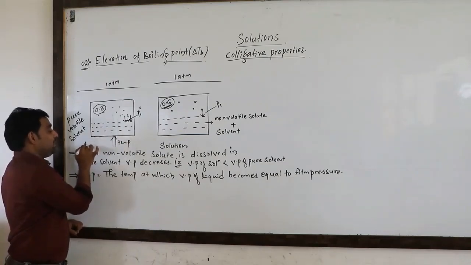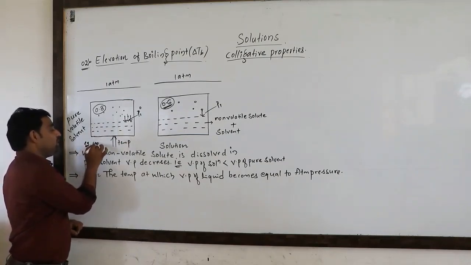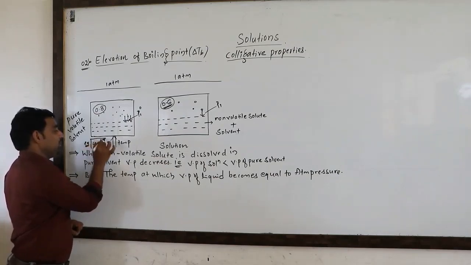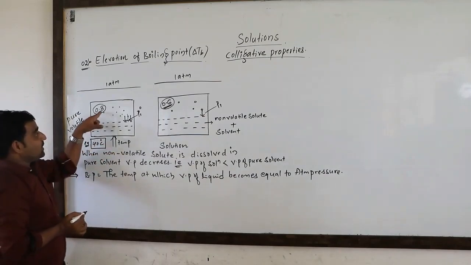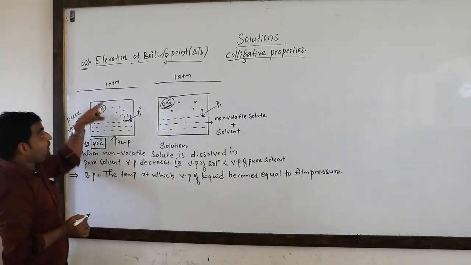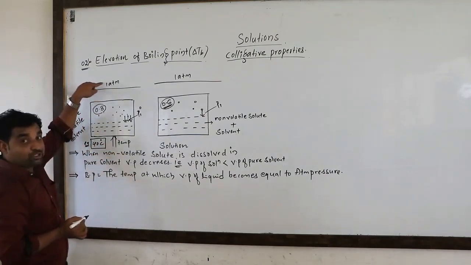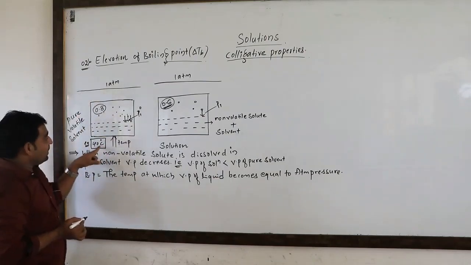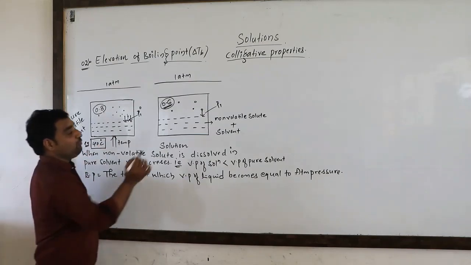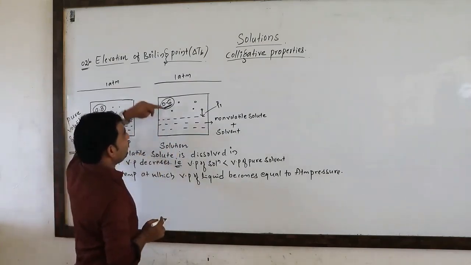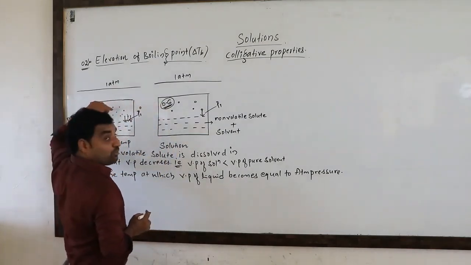Say for example, we heat to 40 degrees Celsius. In such a condition, the vapor pressure of the liquid equals 1 atmospheric pressure. That temperature will be denoted by 40 degrees, for example. Coming to the point of solutions, here the vapor pressure is less than the pure solvent.